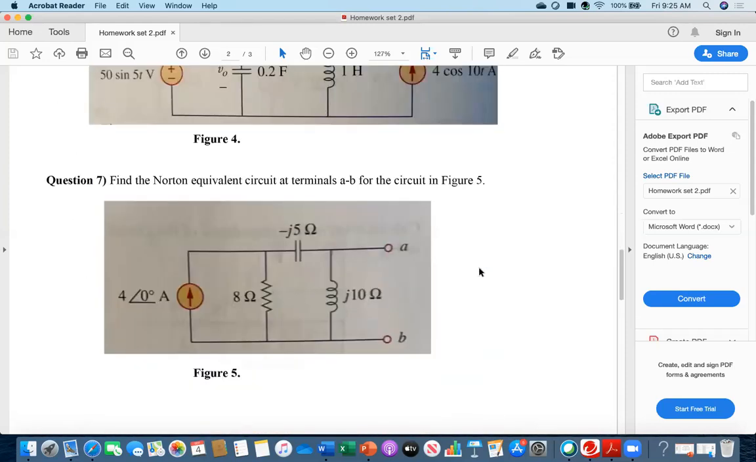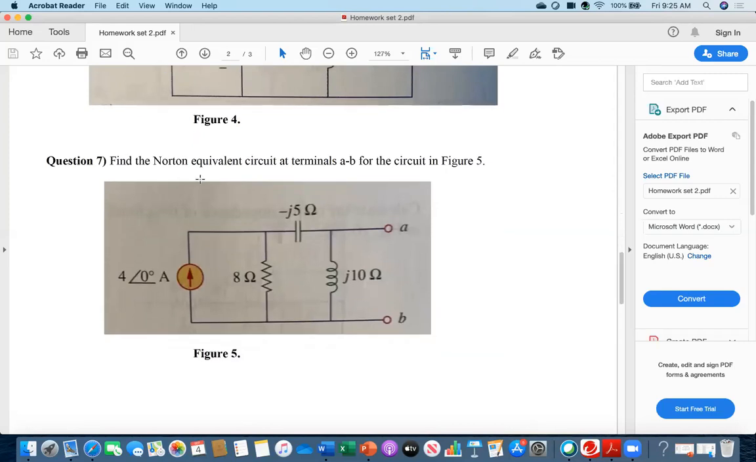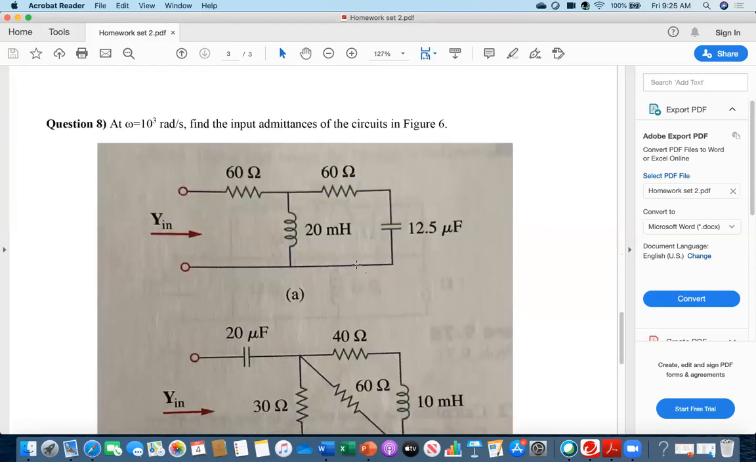Then number 7, as you can see, this is the Norton equivalent at terminals A and B. So again, if you have forgotten how to do the Norton problem, please first look back at your DC circuit knowledge. As I said again and again, everything you have learned, every rule and regulation, still applies; just here it is AC. That's the difference.